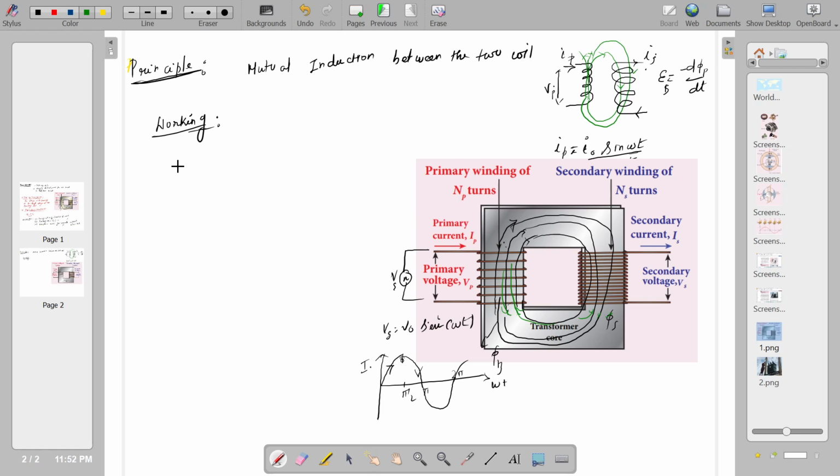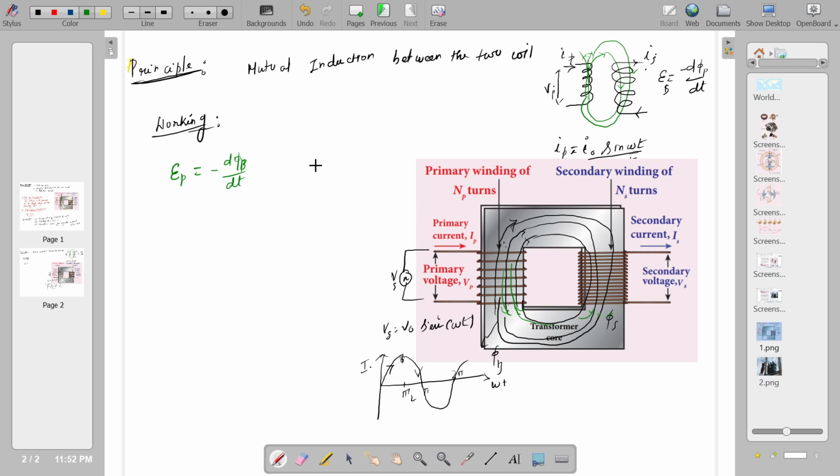So first, if you are representing the primary induced EMF, in general, for a single turn, it is d phi primary flux divided by dt. There is a negative sign for the induced EMF, because the induced EMF creates its own EMF, and because the flux changes, it will create the back EMF on the primary. So that's why there is a negative sign. It's according to Lenz's law.